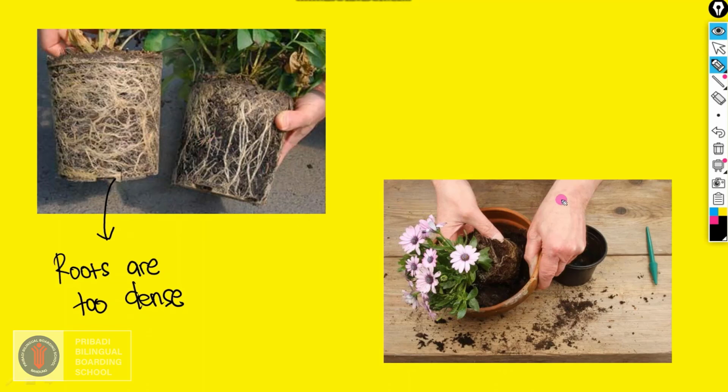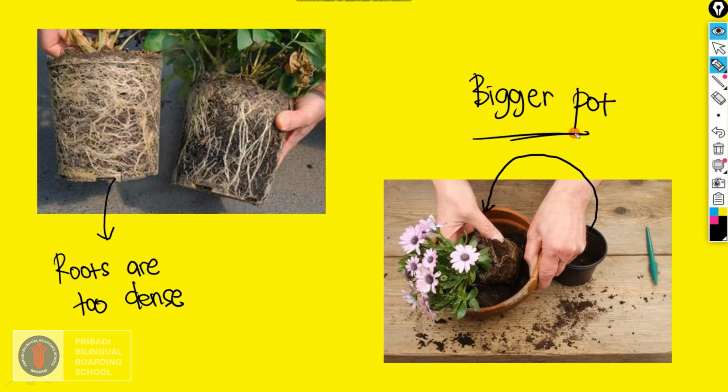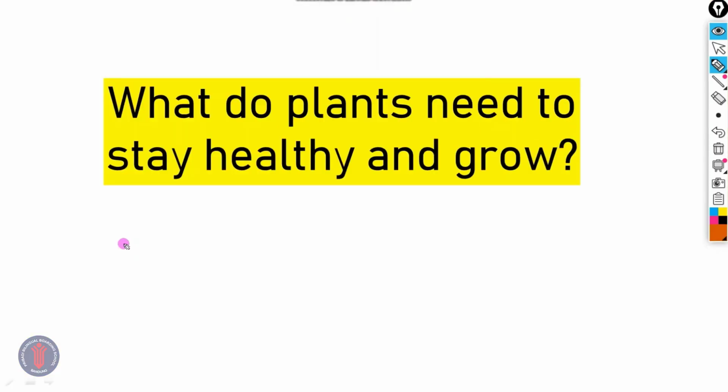What can we do to help then? Well, we can help the plant by moving it into a bigger pot. Okay, so we can help it by moving it into a bigger pot. Alright, so later on the roots can spread and look for the water. Okay, now can you mention what are the two things that the plants need to stay healthy and grow?